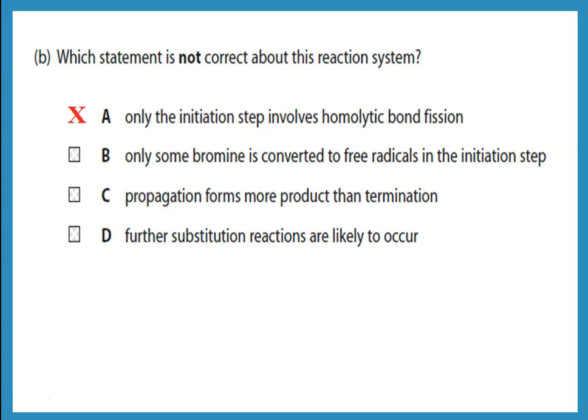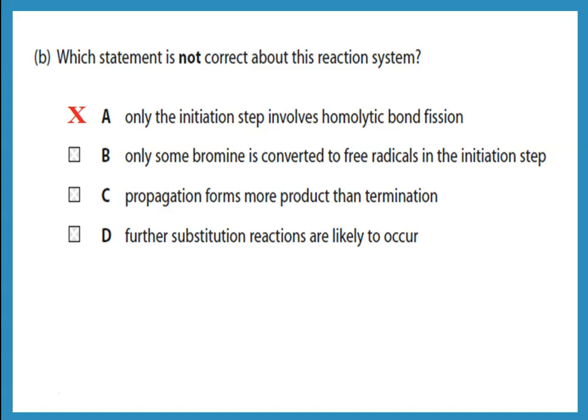So he's saying only some bromine is converted to free radicals in the initiation step. Yes, we said some of it is broken up in the initiation and some of them are broken up in the propagation. Now, the C says propagation forms more product than termination. That is correct because remember that the propagation steps are a chain reaction in which you can have many products before reaching the termination step. Now, D says further substitution reactions are likely to occur.